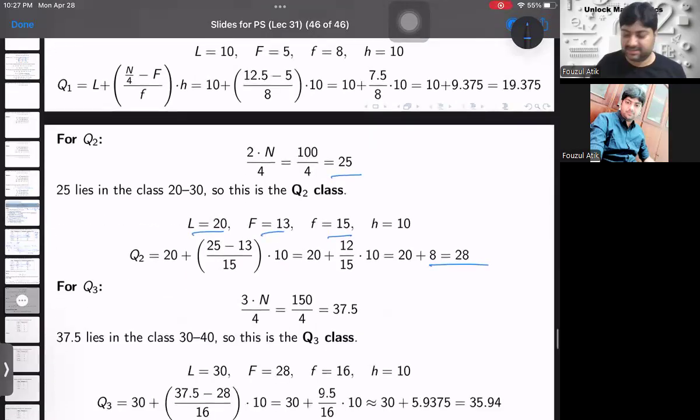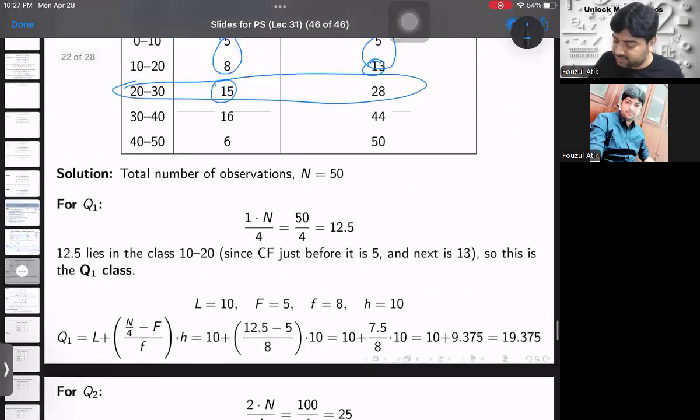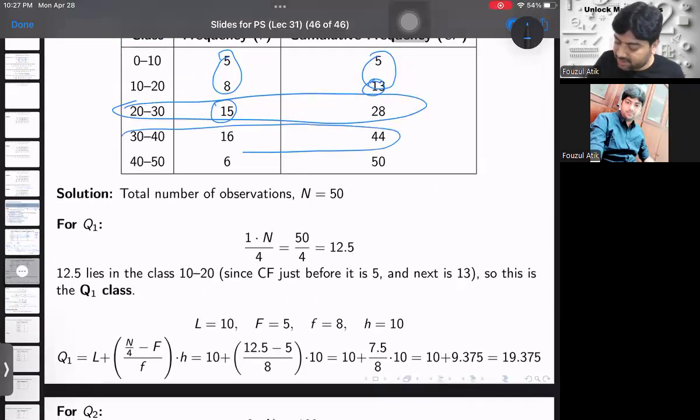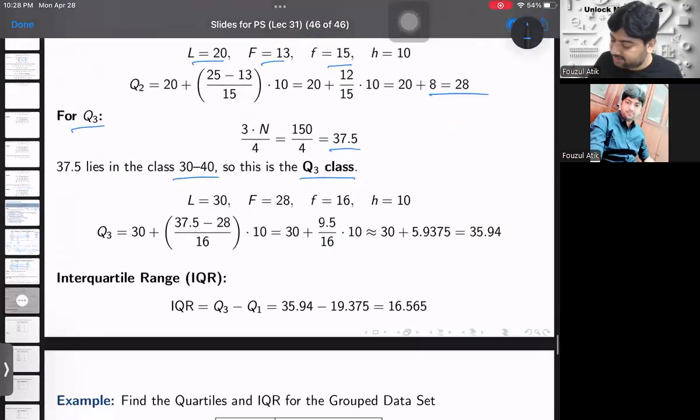In the same way, you can also get the value of Q3. The same thing: 3n by 4 is this one, so the Q3 class is 30 to 41. This is the Q3 class. Then put in the values L, F, small f, h, and you will get the Q3 value. Finally, the interquartile range is the Q3 minus Q1 value, which is 16.565. I hope you understand.